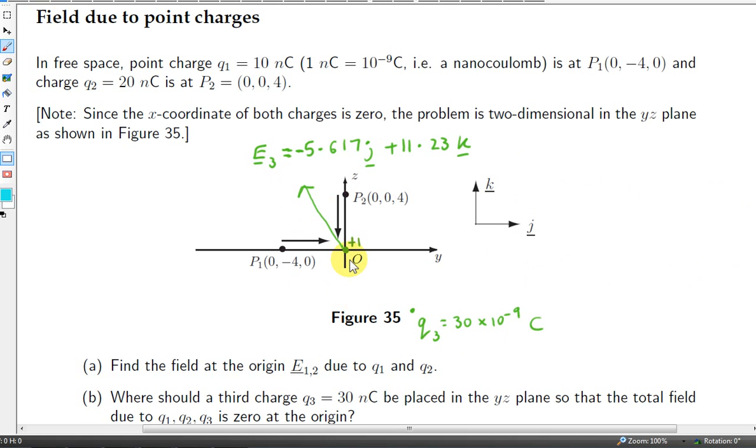Okay, here I'm just showing the picture again, but now I want to indicate the position vector of charge Q3.